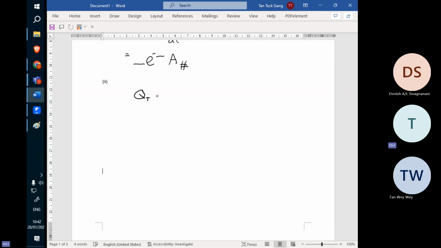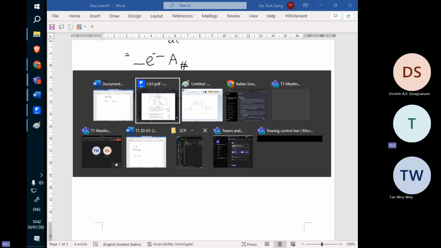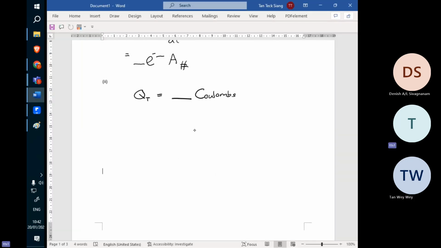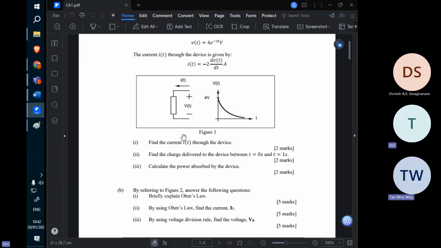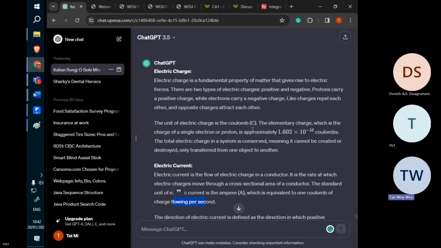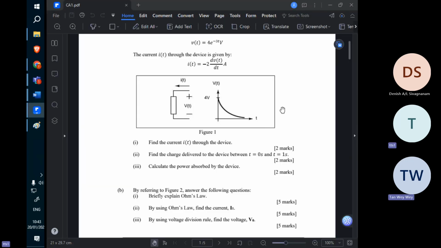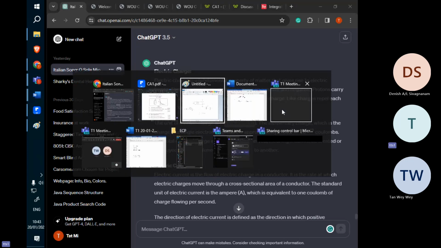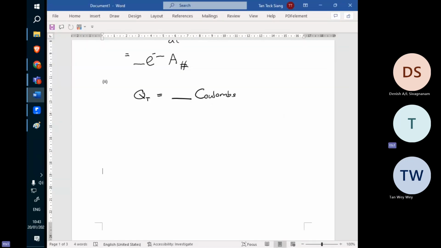Q, the total charge, is equal to how many coulombs. We seldom use this word, coulombs. He wants you to find how many coulombs, not amperes. How do I know it's not ampere? Current is measured in ampere, but charge is not measured in ampere. Charge is measured in coulomb. Then he wants you to measure the total charge.